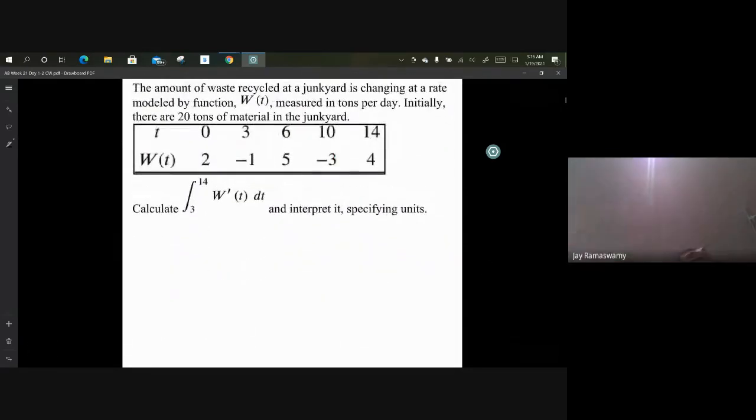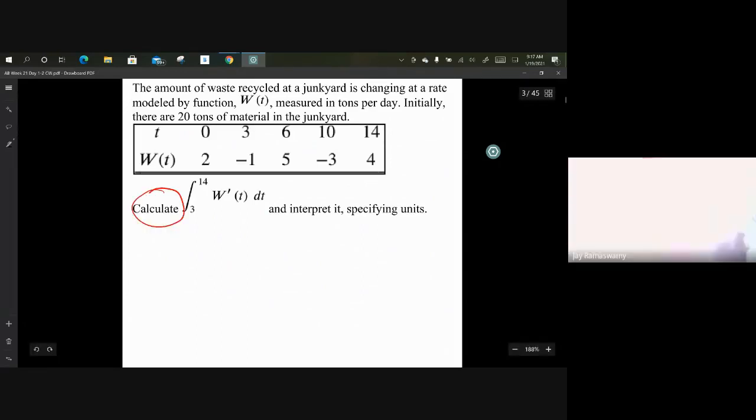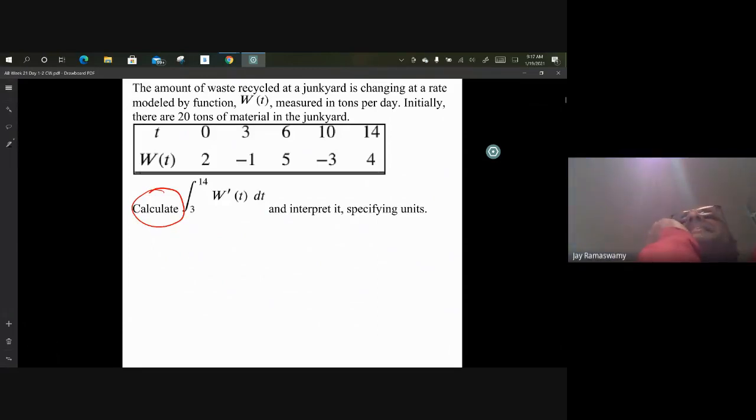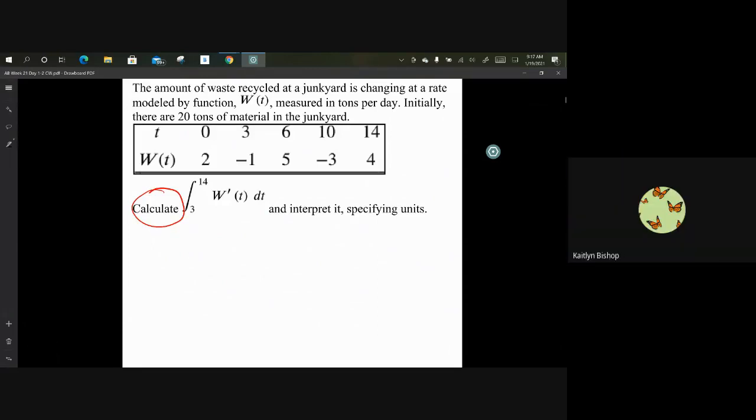Let's do another one. Write on page 3. It says calculate that and interpret it, specifying units. I'm giving you a tip, everybody. I don't know if you have observed this in your homework. Look at that first word. Did it say calculate or estimate? Calculate. So I'm giving you a hint.